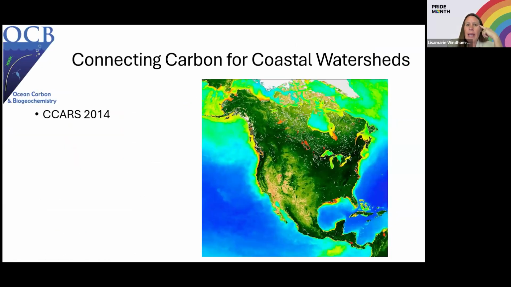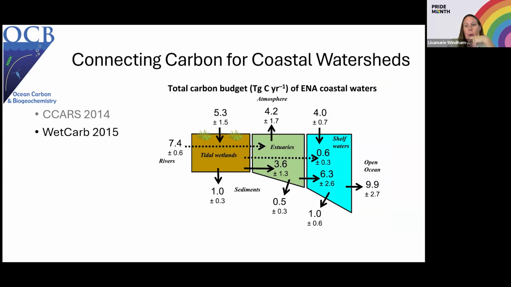Next. So in California, I want to highlight that we did not get here by ourselves. OCB has been an incubator and an integrator of ideas. The CCARS effort in Woods Hole in 2014 brought scientists across all of the North American coast together. Next. The WetCARB project, led by Ray Najjar, set a usable framework for carbon accounting boundaries and helped prioritize research questions.